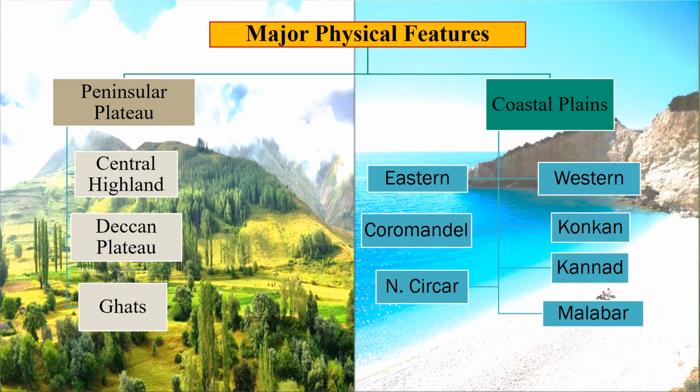The coastal plains of India also have two divisions, the Eastern Coastal Plain and the Western Coastal Plain. The Eastern Coastal Plain is further subdivided into Coromandel Coast and North Sarkar Coast. The Western Coastal Plain is further divided into the Konkan Coast, Kannada Coast and the Malabar Coast.